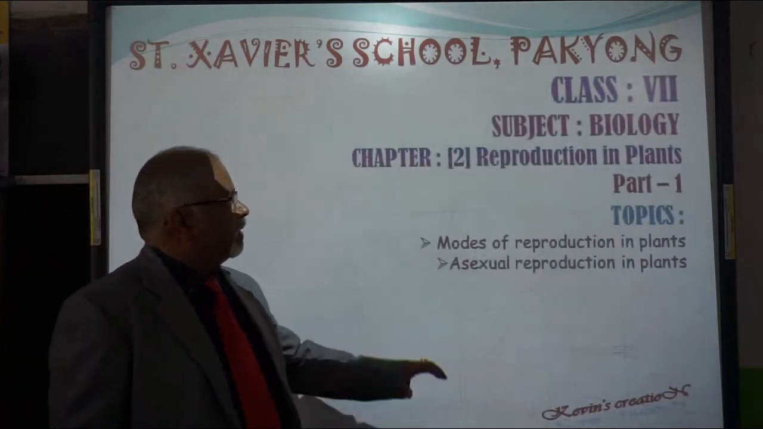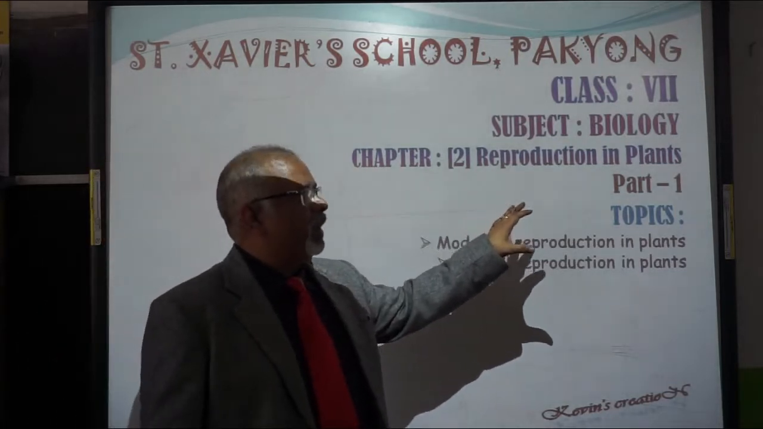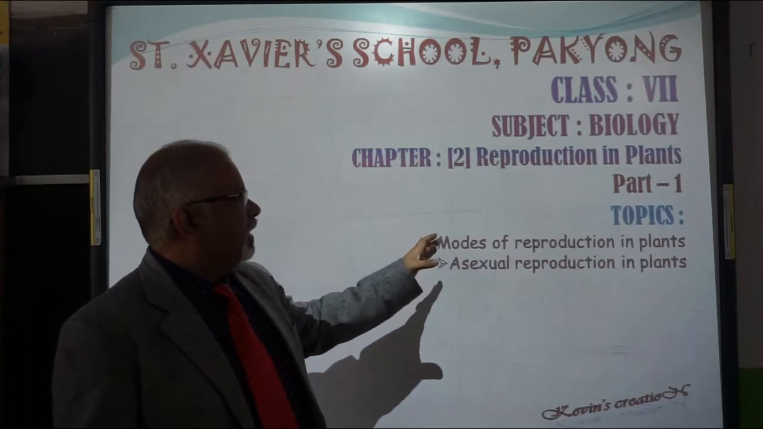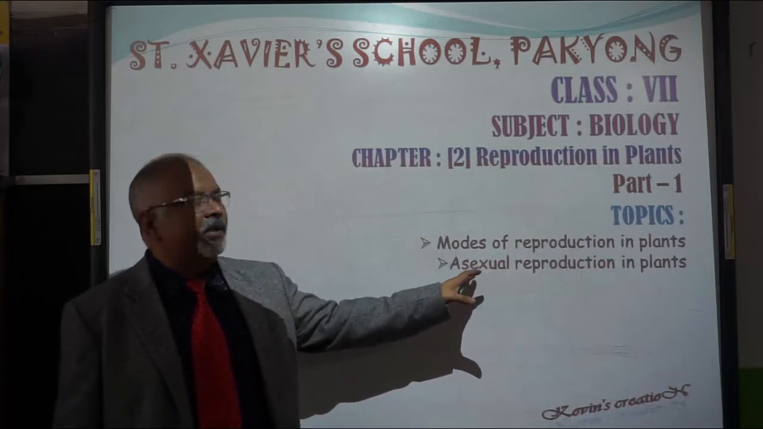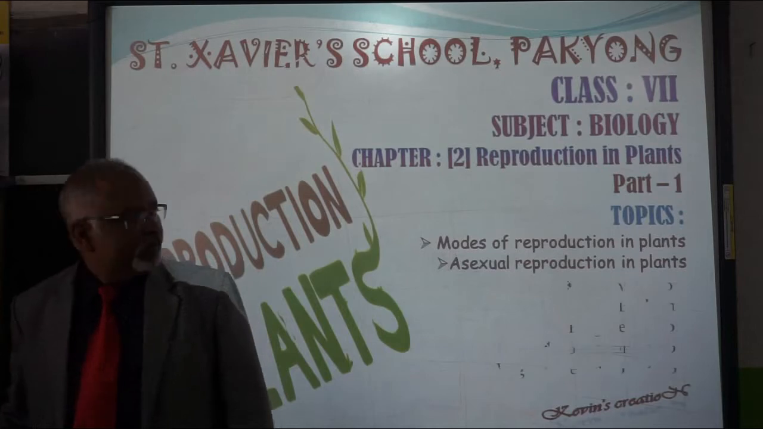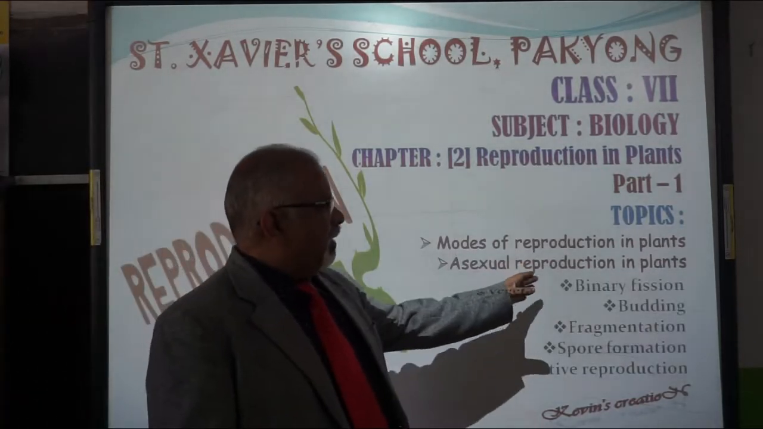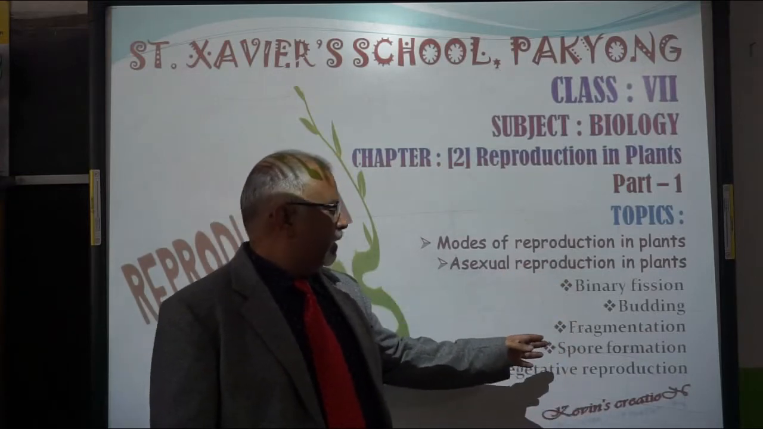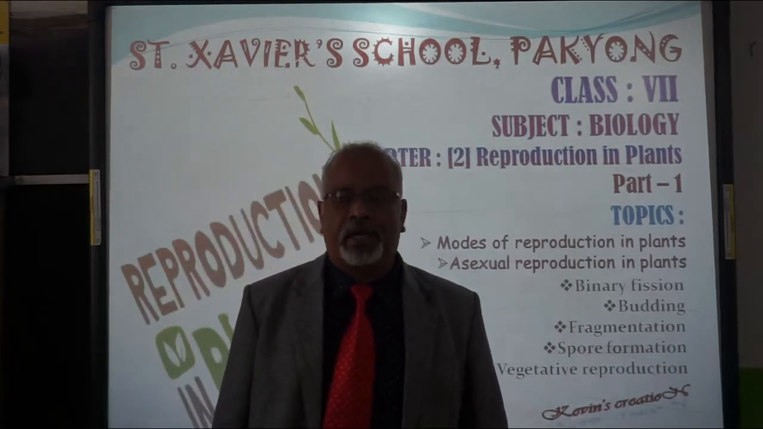Today in biology, we'll be discussing chapter 2, Reproduction in Plants, part 1. Here we'll be discussing the topics, modes of reproduction in plants, and basically asexual reproduction in plants. The topics which we are going to cover in this video are types of asexual reproduction, that is binary fission, budding, spore formation, and vegetative reproduction or propagation.